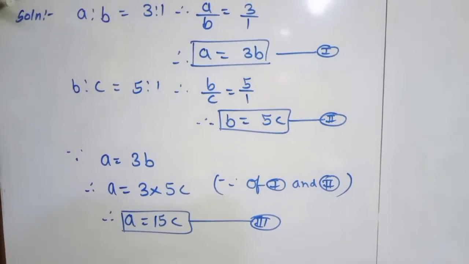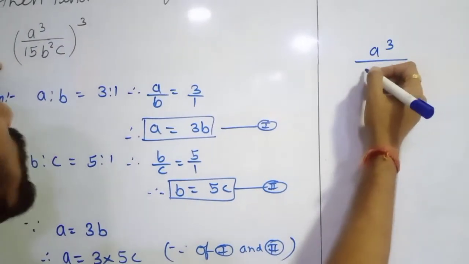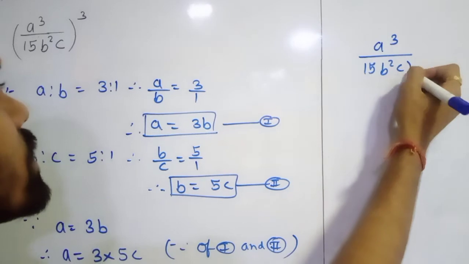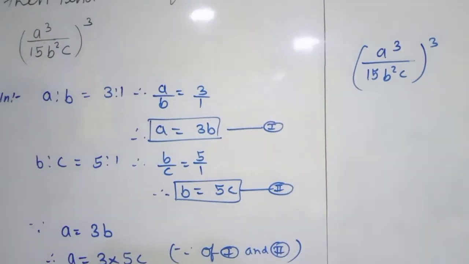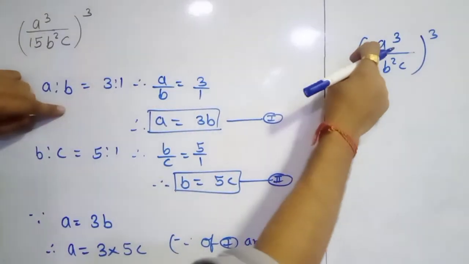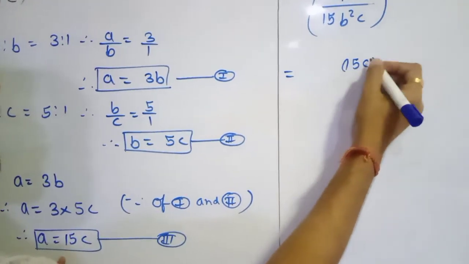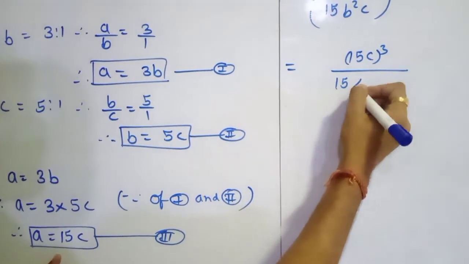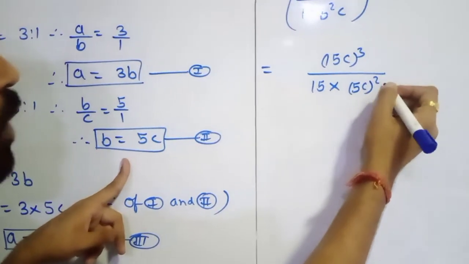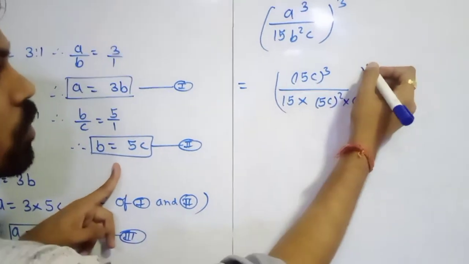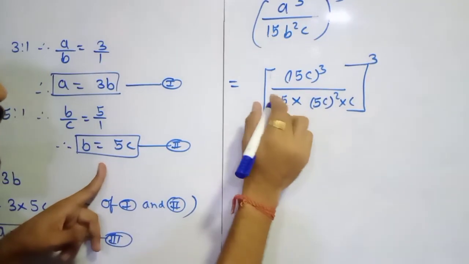Now, the sum: just write it first. A cube upon 15B square C, and whole cube. At the place of A, we write 15C. So we get 15C cube upon 15 into, at the place of B we write 5C square, into C, and whole cube of the whole. We have written it that way.